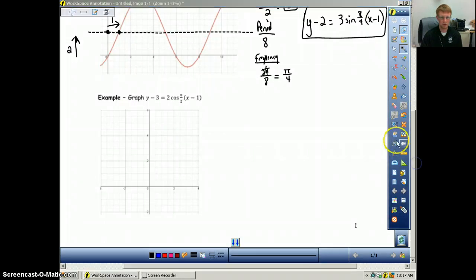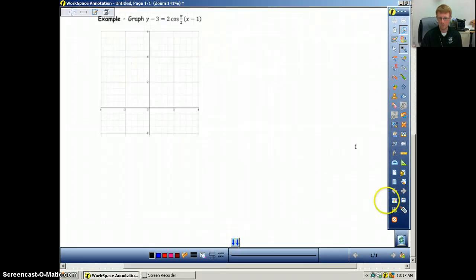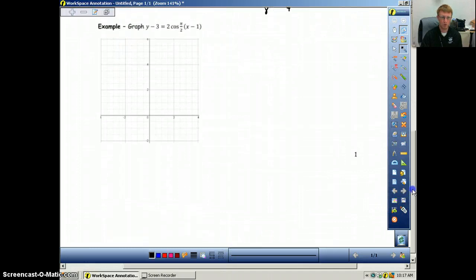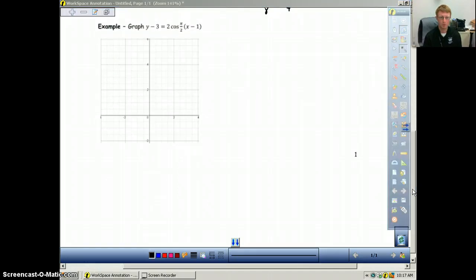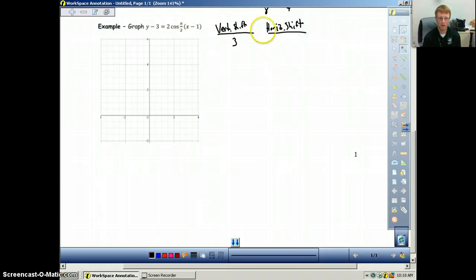Okay, now let's talk about actually graphing a function. What happens when we're given an equation and we want to graph it? Well, believe it or not, we're going to start identifying. First look at the vertical shift. Because it's -3, we know the vertical shift is 3. The horizontal shift is going to come from our x value in parentheses. If you look at that, that's -1, so the horizontal shift is going to be a +1.